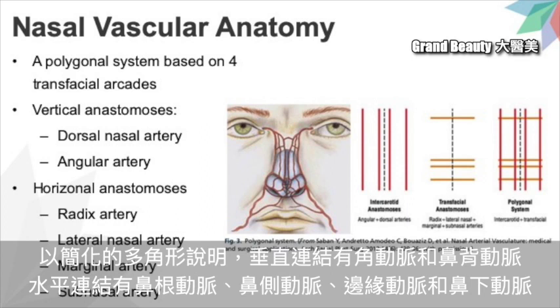To simplify the arterial supply to the nose, a polygonal system based on 4 transfacial arcades can be used, based on Sebum and his colleagues. The intercarotid anastomosis of the angular and the dorsal arteries provides the vertical systems with the radix, lateral nasal, marginal, and the subnasal artery, providing the horizontal or transfacial anastomosis, as you can see here in the picture.